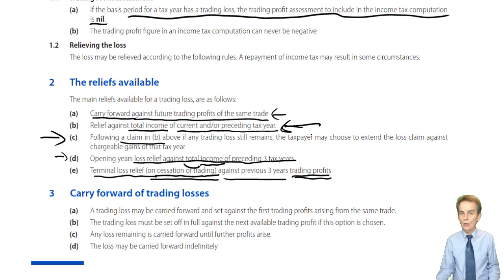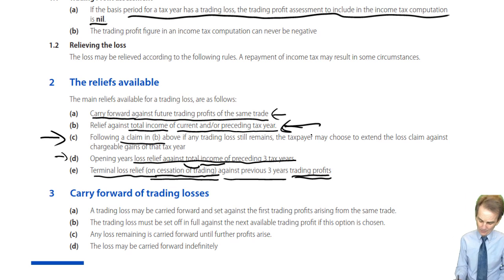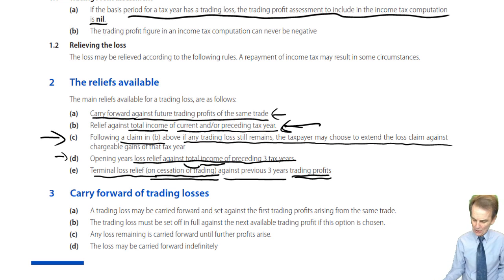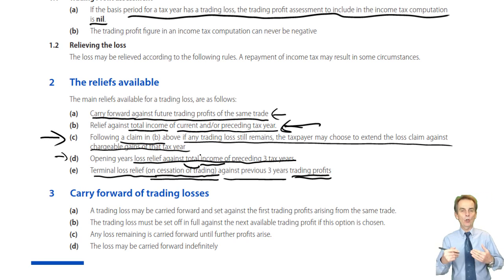Then if you wish, you can now change the very nature of that loss. That rather than going against income on an income tax computation, you can actually turn what is a trading loss within income tax into a capital loss that is relevant in capital gains tax. So the rule here is that if any trading loss still remains, the taxpayer may choose to extend the loss claim against chargeable gains of that tax year, the one in which you have claimed the relief against total income.